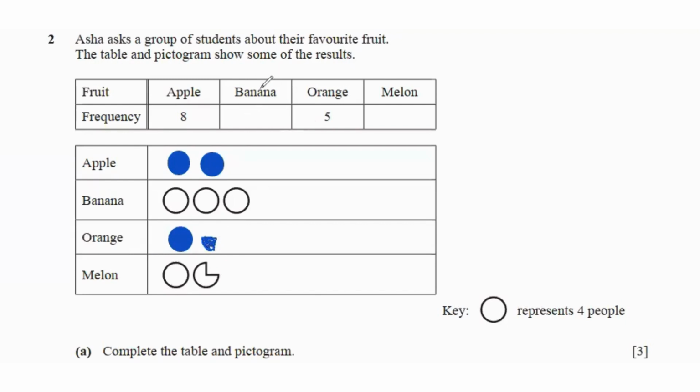Then for the frequency, bananas are 4, 4, 4. So 4 times 3, that's 12. And for melon, there are 4 and there are 3. So that's going to be 4 plus 3, which is 7.